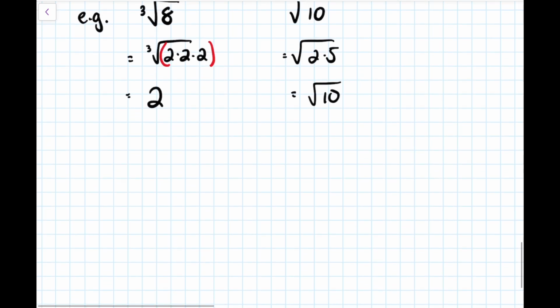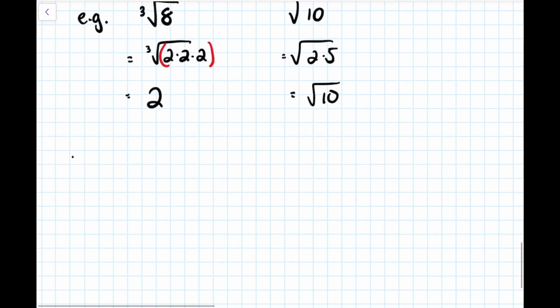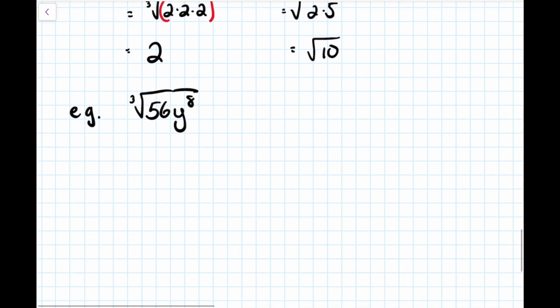Okay, but what if there's variables? So what if we had, for example, the cube root of 56, and then we had a y to the power of 8 in there. So the 56 is the same as whatever it is. We're not going to have to think too hard about that. So 56, I'll just tell you, is 2 times 2 times 2 times 7. Okay, not too bad. By the way, be careful that you don't drop your index halfway through a question. It's a really common mistake. So if it starts as a cube root, make sure it stays as a cube root the whole way.